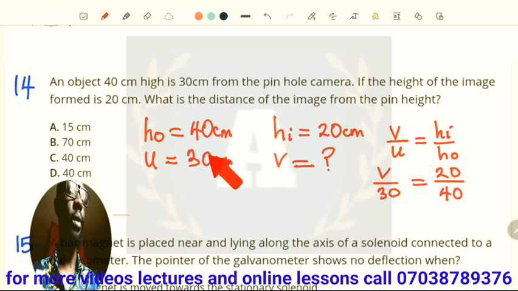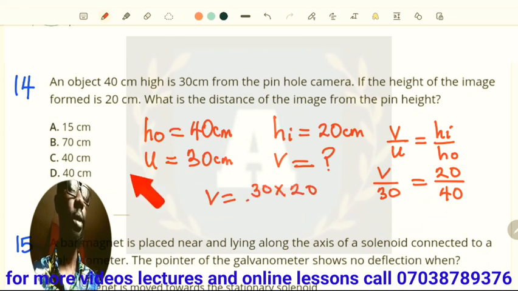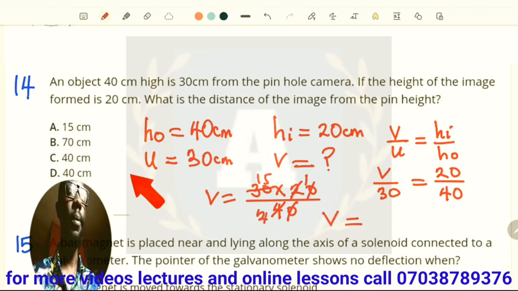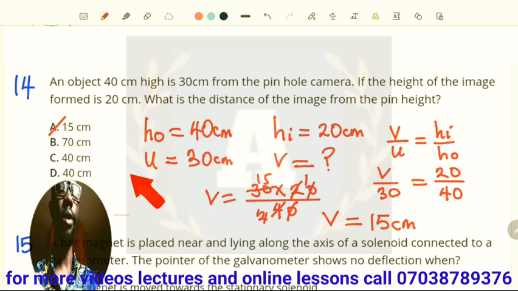Now what we're calculating is V. So how do we get V? By cross multiplying. We say 30 multiplied by 20 divided by 40. So this cancels this, 2 here 1 and 2 here is 2. So 2 in 30, that is 15. Therefore the image distance is 15 centimeters, and that is the option there.